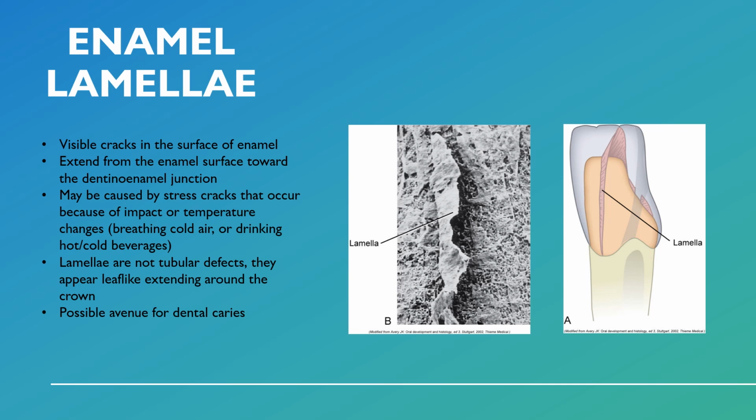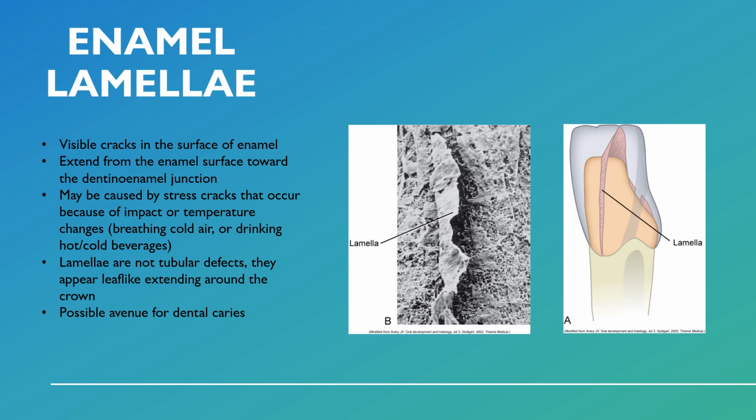Lamellae are not actually defects in the tubules, but they appear like little leaf-like extensions around the crown of a tooth. And they're actually very, very common. If you look really close at your own teeth, you might see what I always think of as little hairline fractures in a tooth. That's what they look like. They're not technically an actual fracture, but they're like a little visible crack.